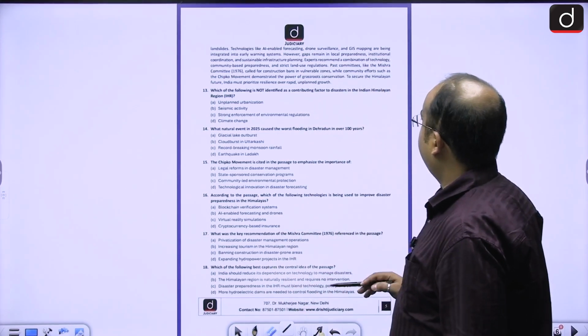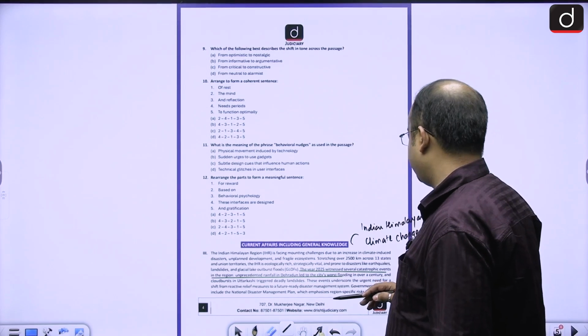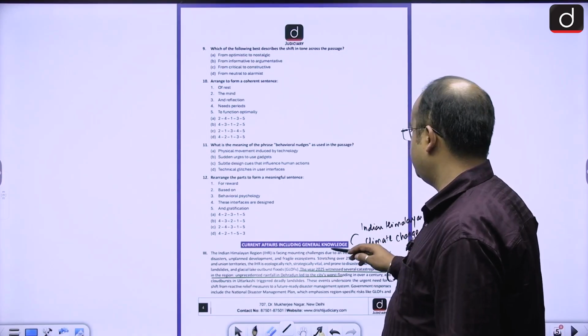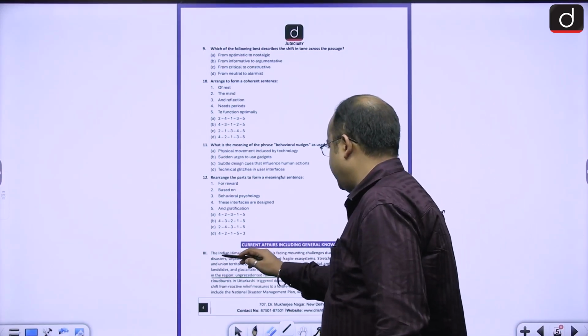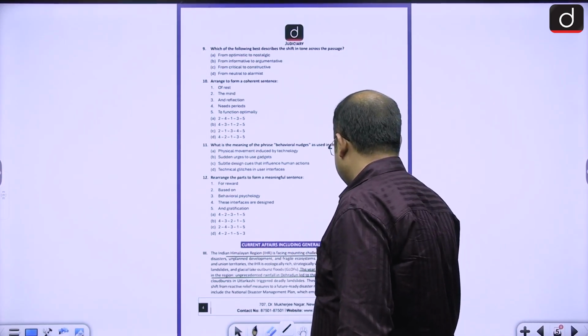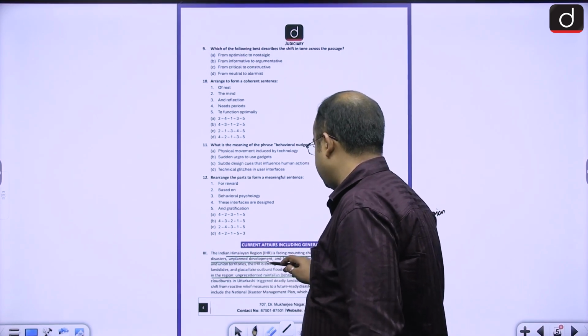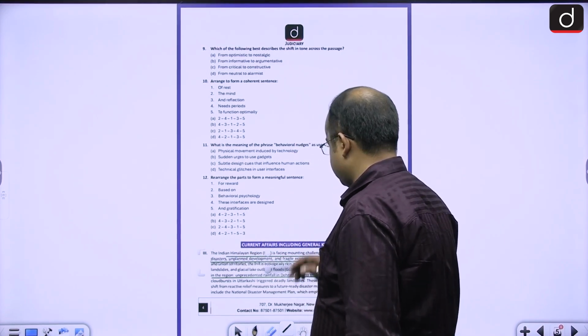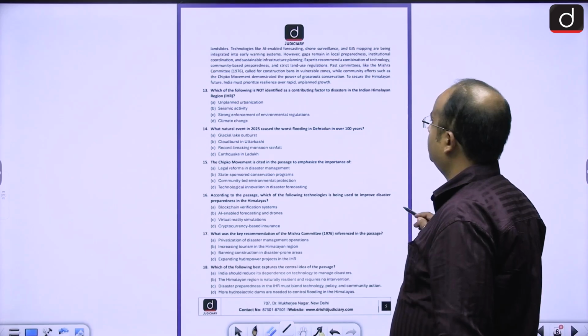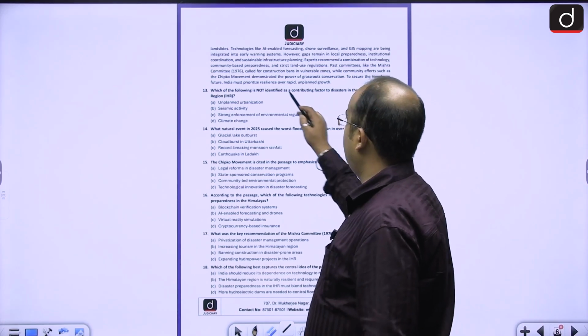Which of the following is not a disastering factor. So mountain challenges due to climate change. Here, the Indian Himalayan region is facing climate change due to an increase in climate-induced disasters, unplanned development, fragile ecosystem. Now the question is which of the following is not identified.